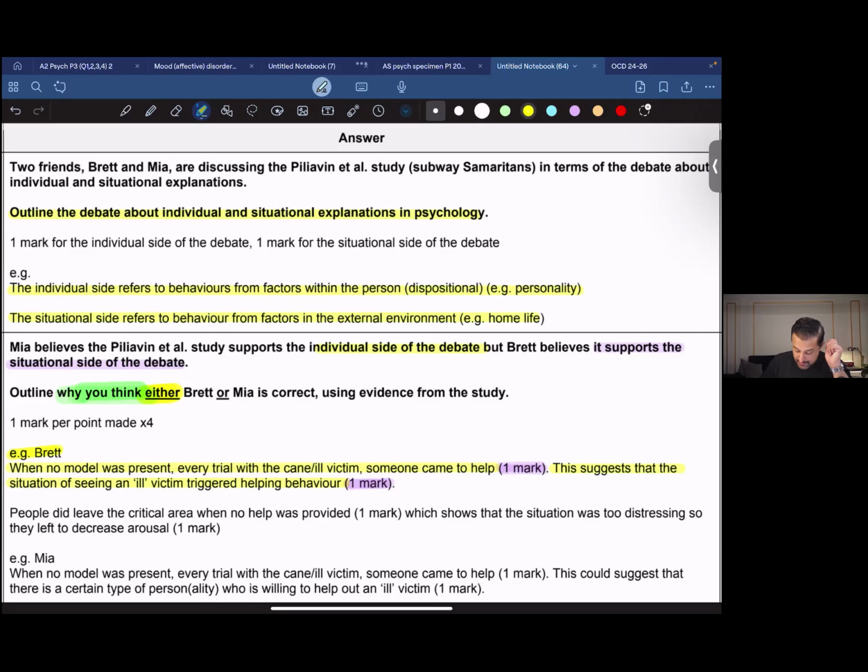Moving on, people did leave the critical area when no help was provided, which shows that the situation was too distressing, so they left to decrease the level of arousal. Again, remember, connecting or linking it is pretty important, right? So we're talking about the study that was conducted by Piliavin et al.